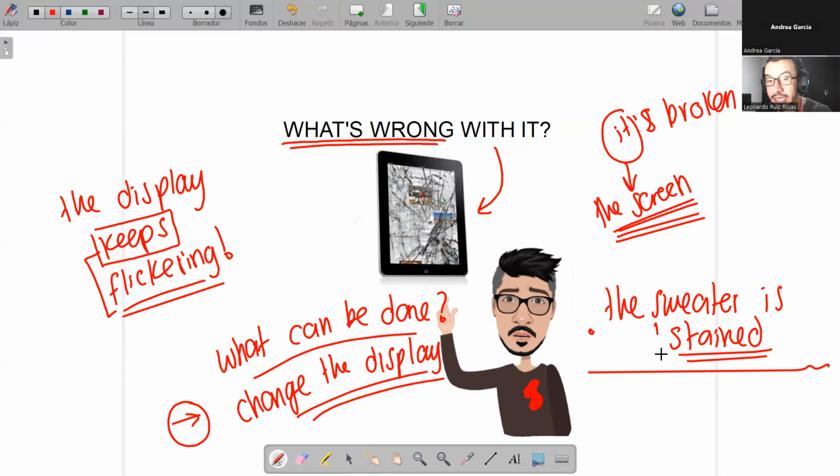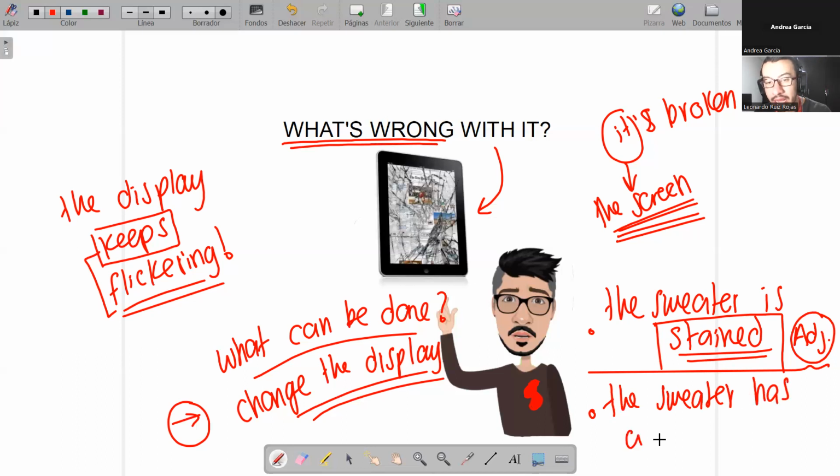In this case, stained is a characteristic. So it's the adjective form of the word. Yes, es la forma del adjetivo de esa palabra. Stained, manchado. But at the same time, if I want to express the same idea, it's a possibility to do it in another way. Instead of saying that the sweater is stained, I would say that the sweater has a wine stain. What's the meaning of that?